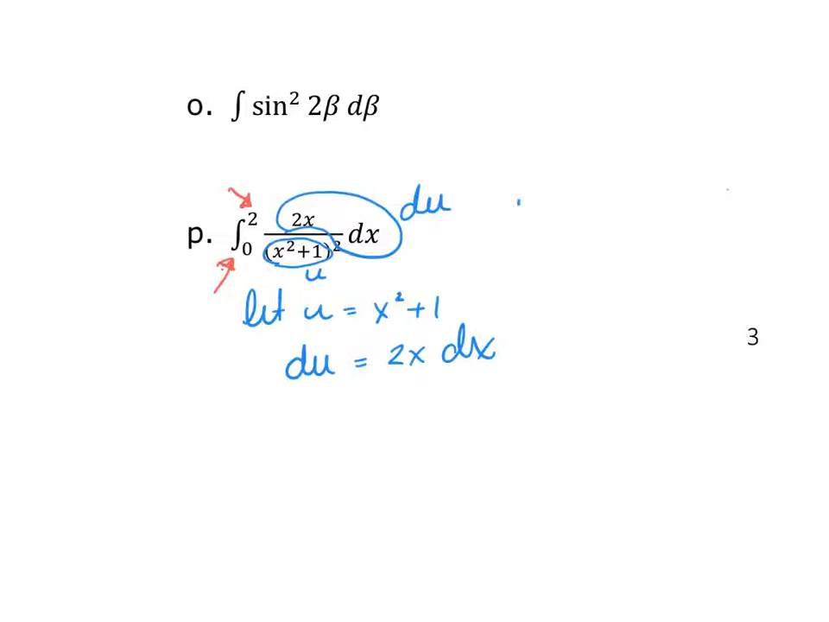So if I take a look right here, when x is equal to 0, then u must be 0 squared plus 1. So u becomes 1. That is my lower limit. So this becomes 1 when I do my u substitution. When x is equal to 2, then that tells me that u is equal to 2 squared plus 1, so u must equal 5. So this gets replaced with 5.